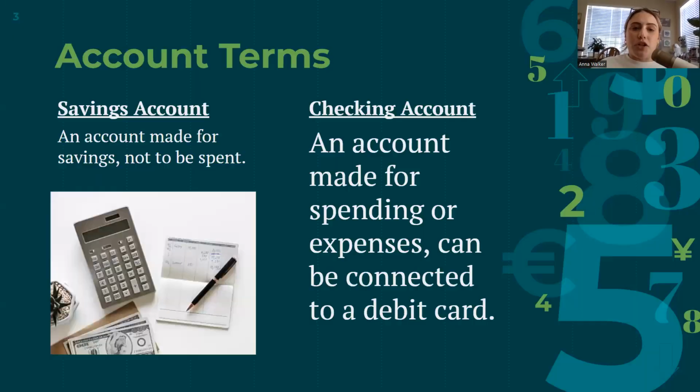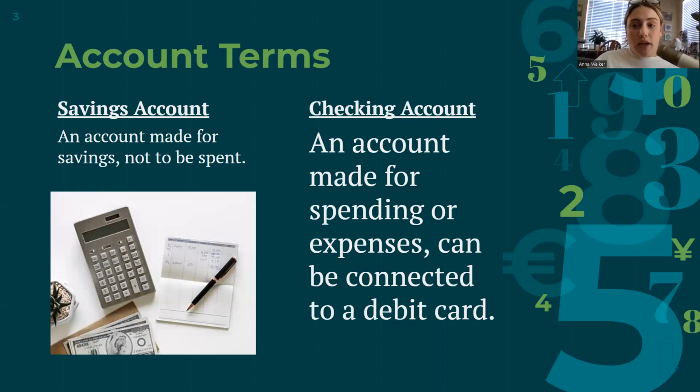So let's get started. We're going to talk about what I call account terms. So write down account terms, and then underneath it, put bullet points with these vocabulary words. The first is a savings account. A savings account is just an account that's meant for savings. It's not meant to have money that's spent. Pure and simple, that's all it is.